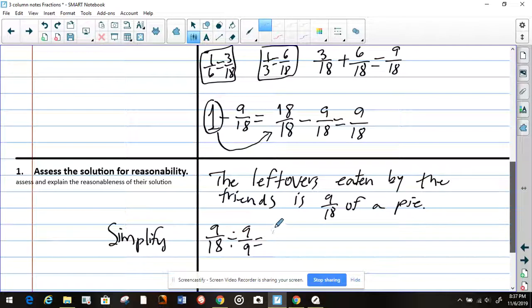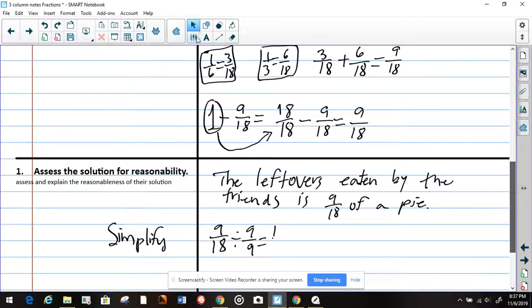When you do that, that's going to be 9 divided by 9 equals 1. And then we do 18 divided by 9 equals 2. So, oh, look at this. So the brother and the sister ate 1/2 of the pie, and the friends ate 1/2 of the pie.